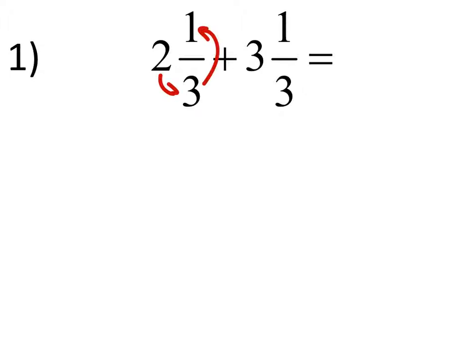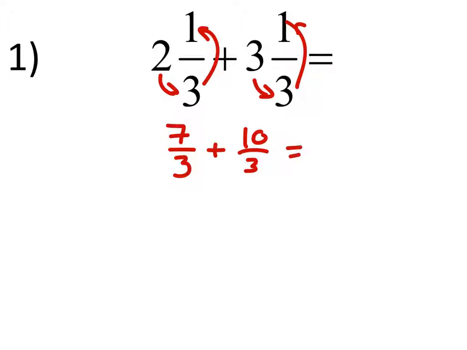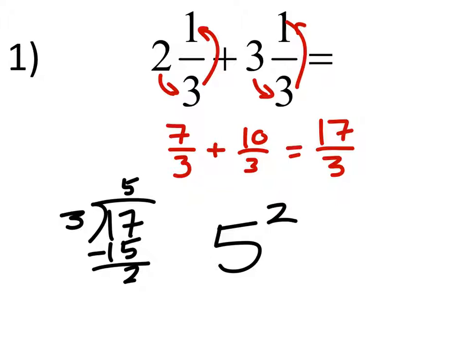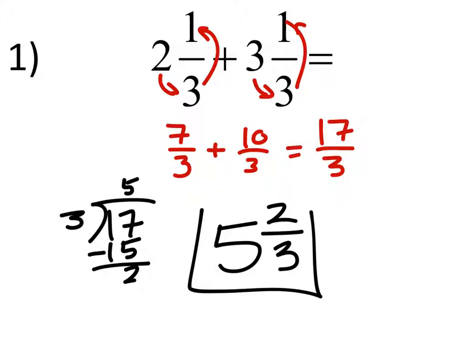2 times 3 is 6 plus 1, 7/3. 3 times 3 is 9 plus 1 is 10, so 10/3. And when I add these, I get 7 plus 10 is 17, and we have thirds. Well, it wanted a mixed number on this stuff, so 17 divided by 3, it goes into 17 5 times, minus 15, and we got 2 remaining, so the answer is 5, and 2 remaining out of 3 parts.